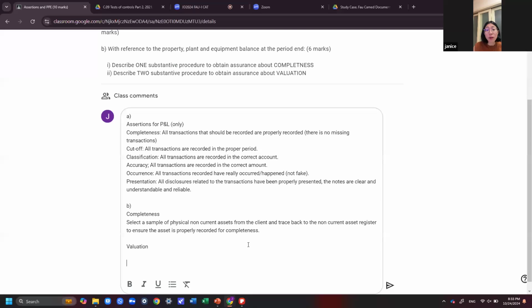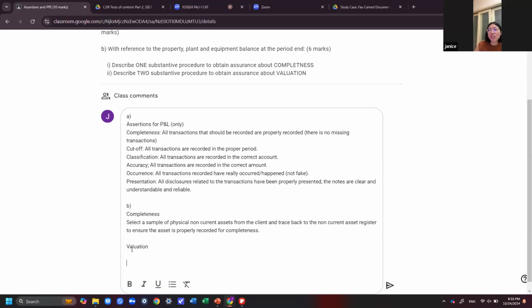So Minghuo, do you understand why the previous answer would have given 0? You need to tell me exactly what you do, what document you use, why you're doing it, which assertion. If you're able to cover all this in one sentence, you have a higher chance of getting some marks for your substantive procedures. Okay? All right, so that's for completeness.